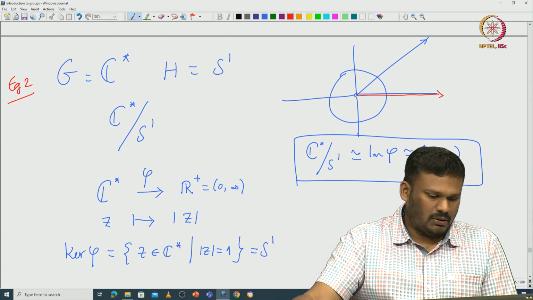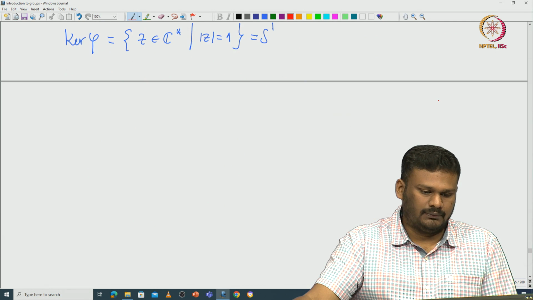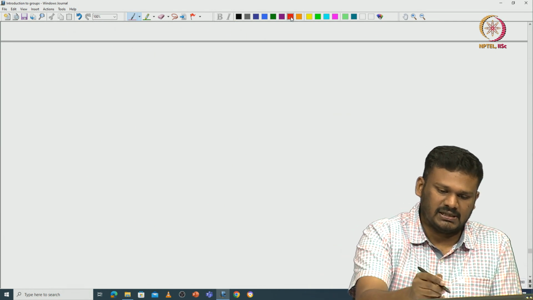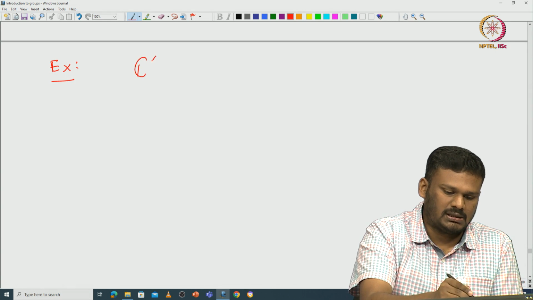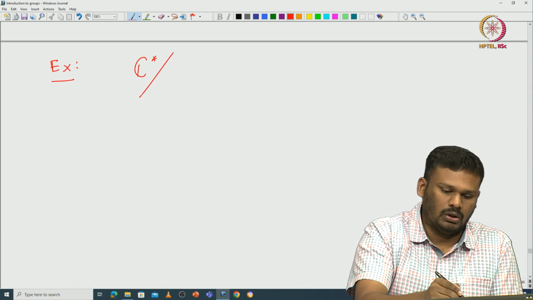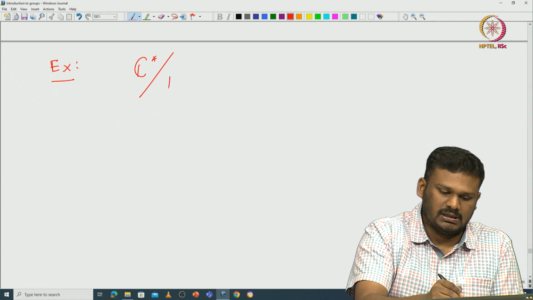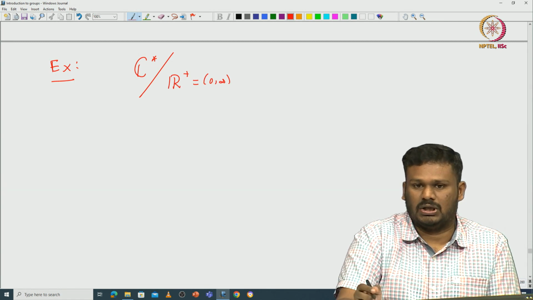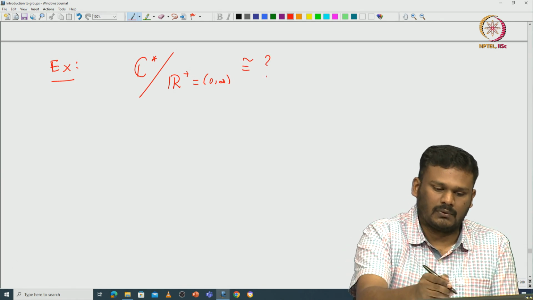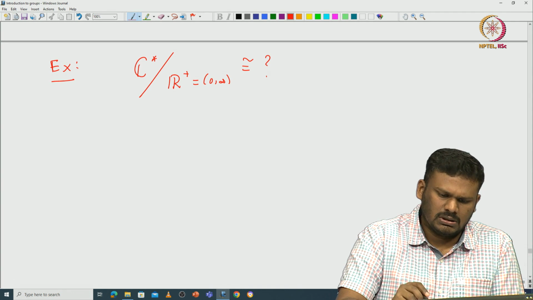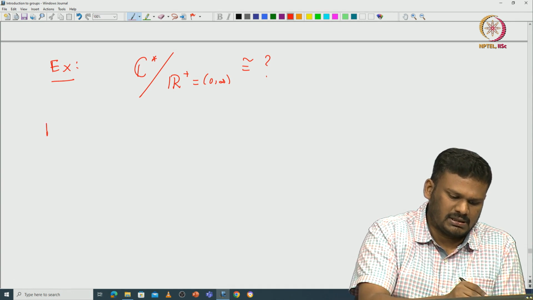Okay. So now let us look at another example. Maybe I will leave this as an exercise. You can also look at C star modulo, for example, this R plus, which is 0 to infinity, and then check what it is isomorphic to. Okay. So now let us see a somewhat interesting example.